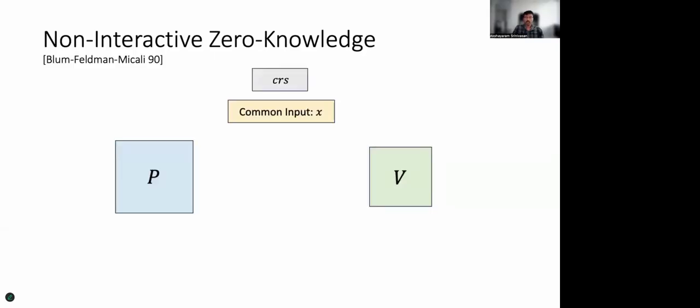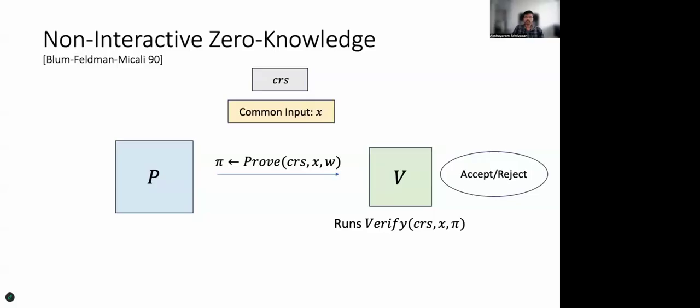In this talk, we are interested in the non-interactive version called non-interactive zero knowledge. So in this setting, in addition to the common input X, the prover and the verifier are provided with a common reference string sampled from some distribution. Using this common reference string, the statement X and the witness W, the prover generates a message pi, which is also called the proof, and sends it over to the verifier. The verifier now runs a verification procedure on this proof, which either accepts or rejects it.